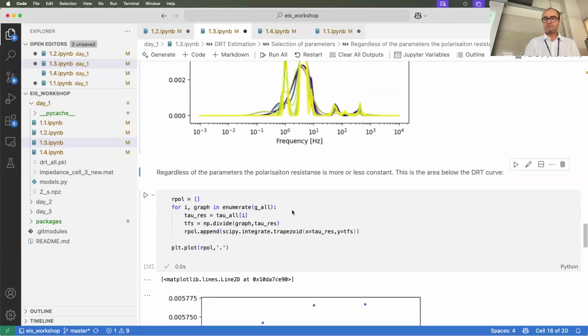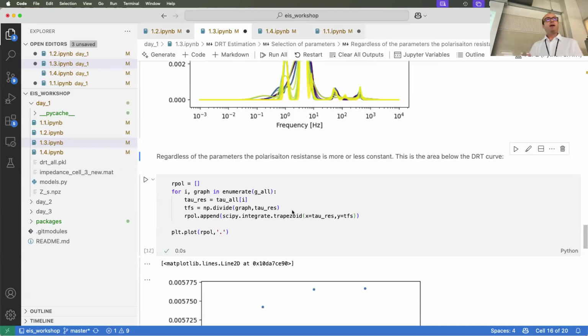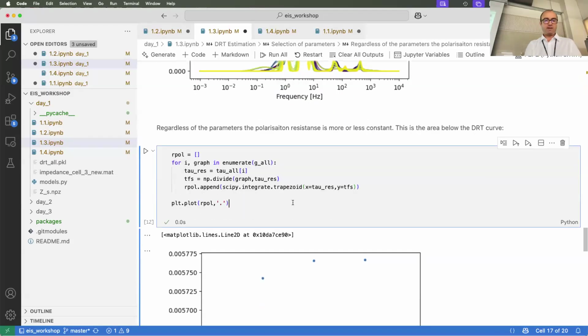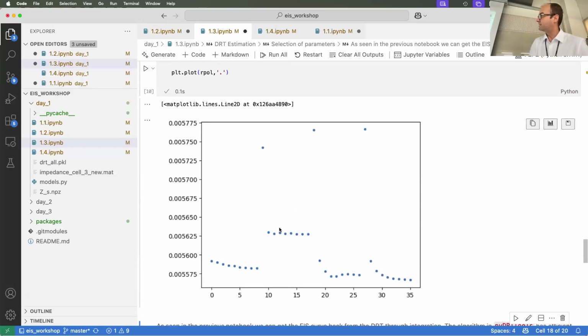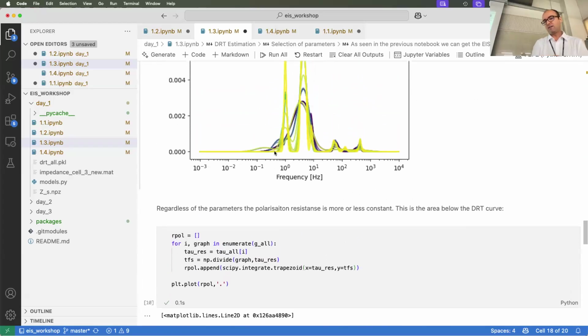So what we can do is, let's integrate these curves. And let's see the polarization value first. And this is really fast. It seems that it jumps, but take a look at the y-axis. So more or less the polarization curve is constant. Polarization resistance is constant. This is logical because more or less the area under each of these DRT curves is constant. So this says that polarization resistance is not that dependent on lambda, which is logical.